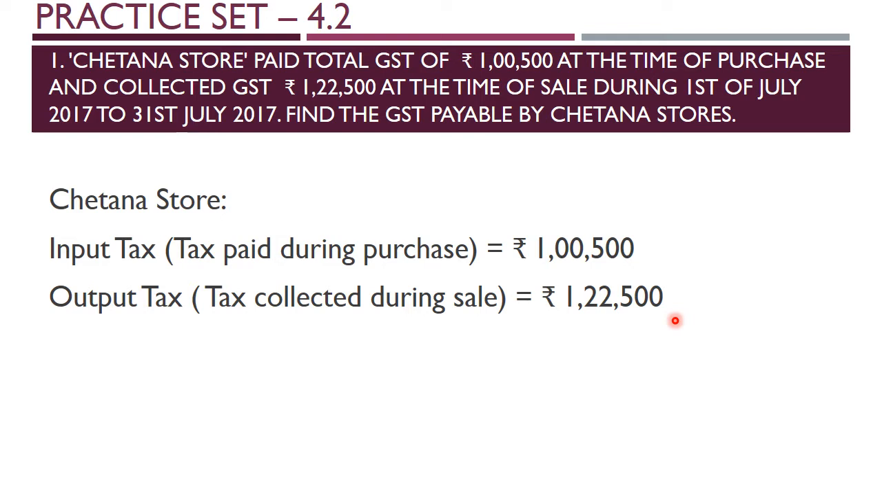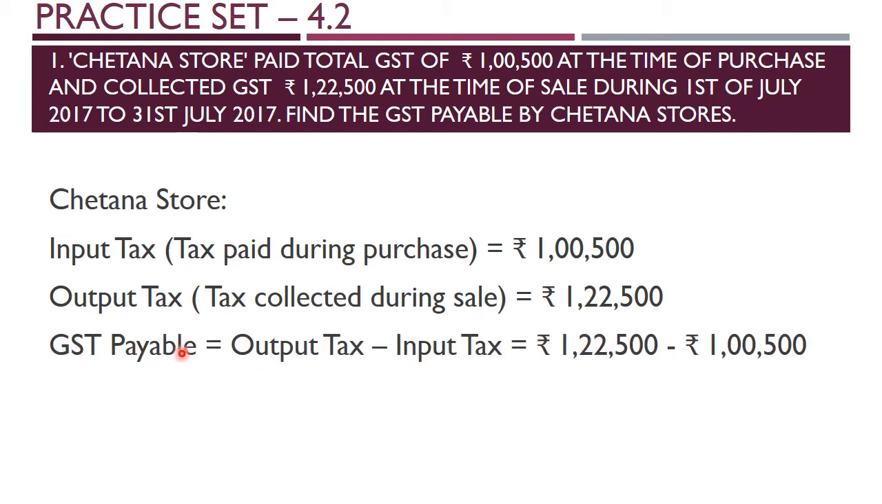GST payable means the amount which Chetna Stores will be paying to the government. While purchasing the product, Chetna Store paid 1,05,000 as tax, and on the sale of the product, Chetna Store collected 1,22,500 as tax. Only the difference between the output tax and input tax has to be paid to the government. The 1,05,000 which they already paid while purchasing, they can redeem from this amount, and only the rest, the extra amount, will go to the government, and that extra amount is GST payable. In detail, this concept is explained in the previous video, so please go through that.